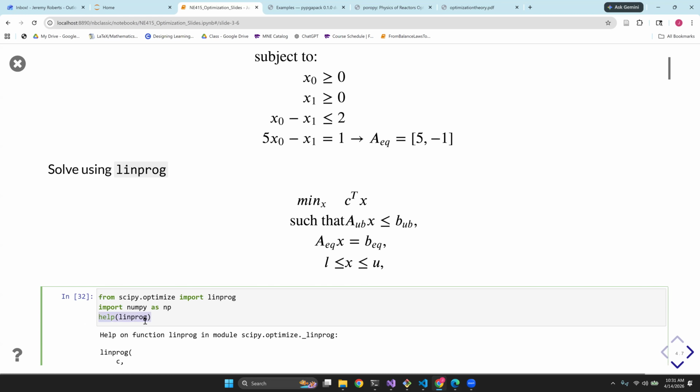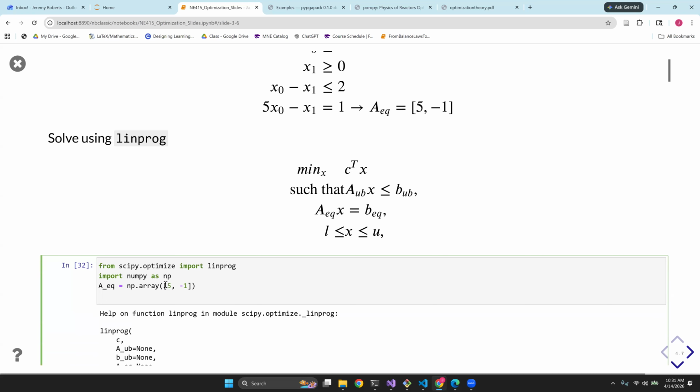So let me first do A_eq equal, and that can be np.array 5, minus 1. In fact, I'll make that an actual two-dimensional array by putting the double brackets around, which makes sure that it's treated as a row. And then we have the A_ub, I guess, for this one. So array. And what was this one's shape?